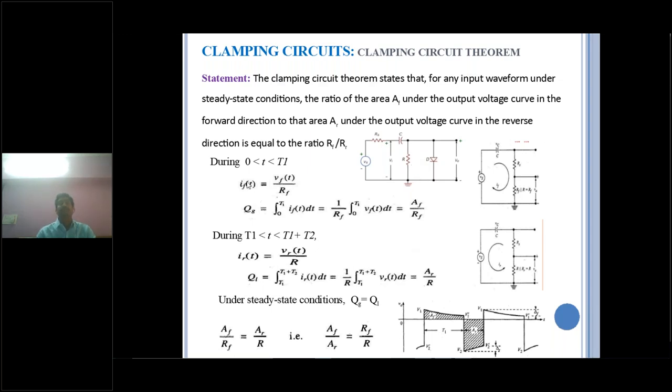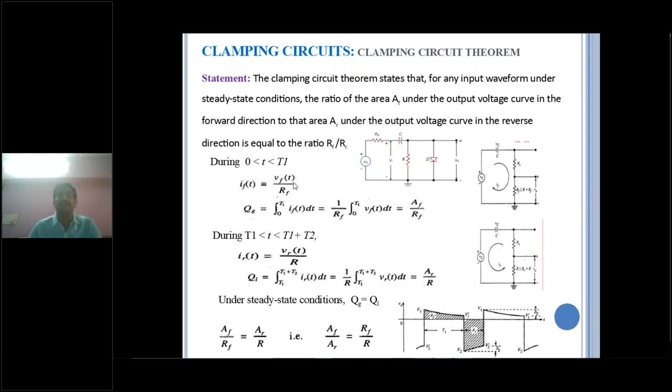Now, in the forward bias condition, during the interval 0 to T1, when the positive peak is applied, the diode is forward biased. This is the equivalent circuit diagram. Here IF equals the input voltage VF by RF, that is, IF equals VF of T divided by RF. Now the capacitor will gain charge. The charge gain formula is Q equals the integral of I of T dt, where I of T means IF of T.